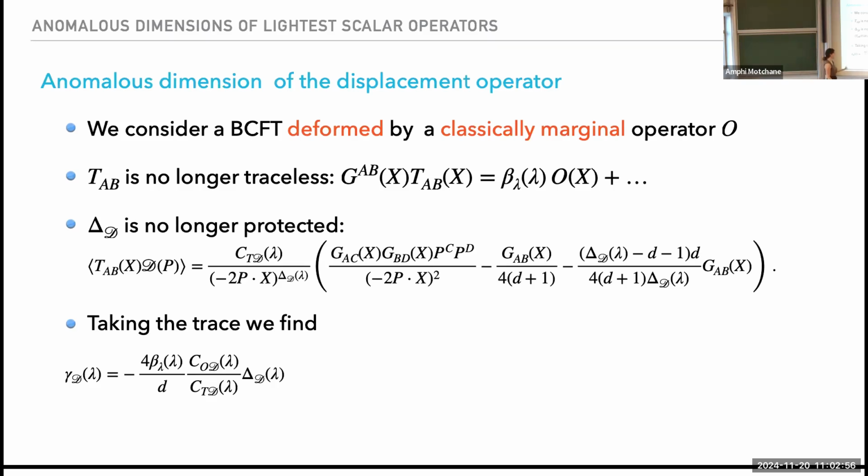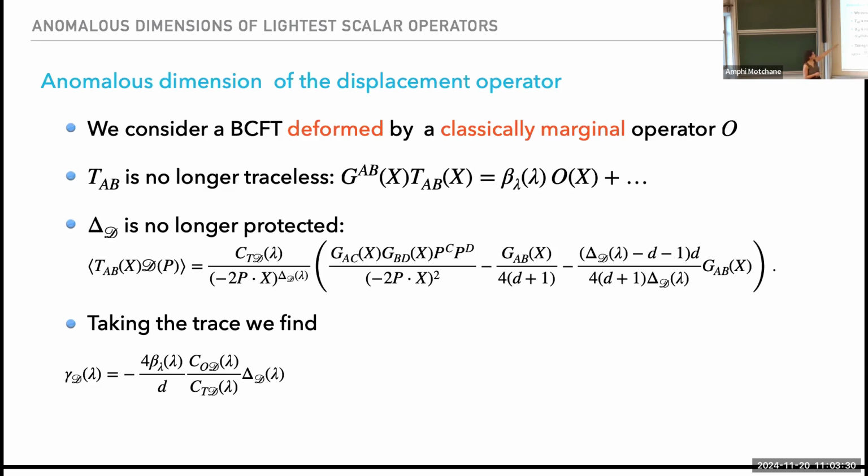So we have some correction which depends on the coupling of the deformation we are doing in the bulk, and this corrects the expression for the two-point function of the operator, which is the displacement operator when lambda is set to 0. So the two-point function is corrected as follows. We have an additional term, and now both the dimension and the coefficient in front of the two-point function depend on lambda.